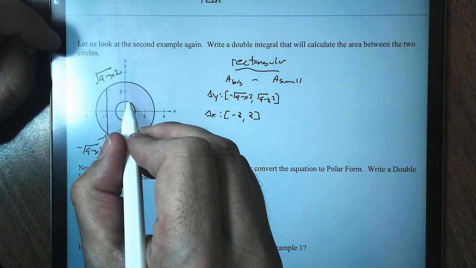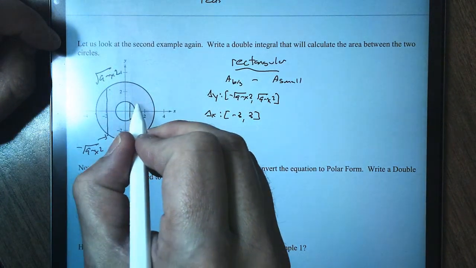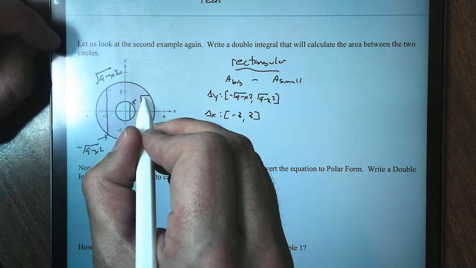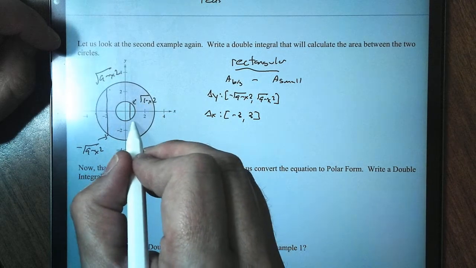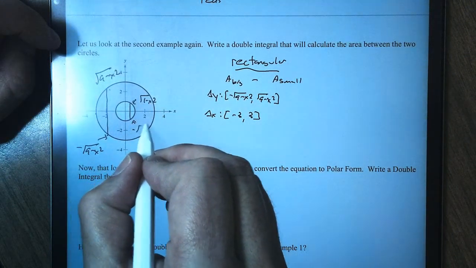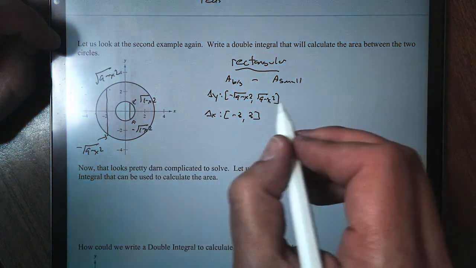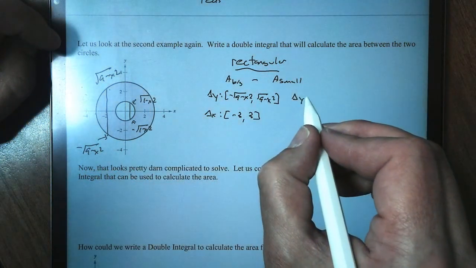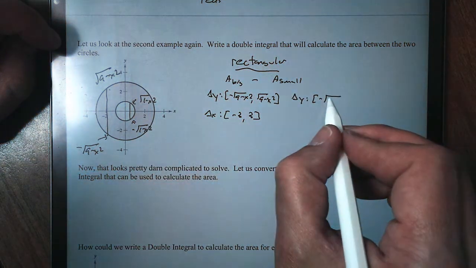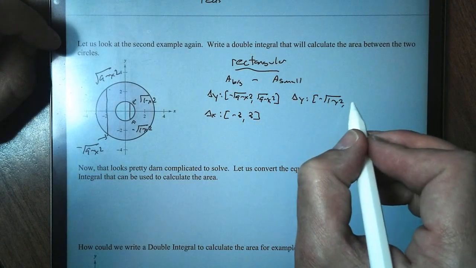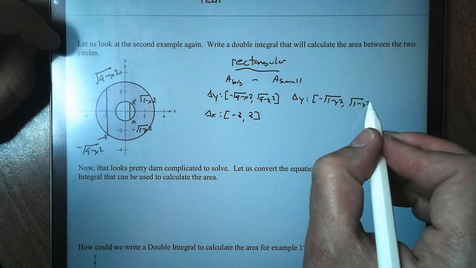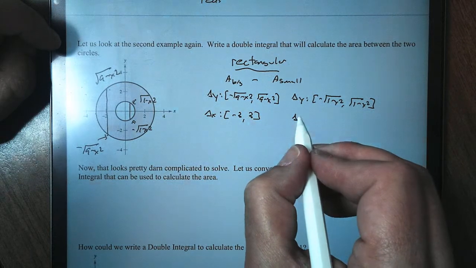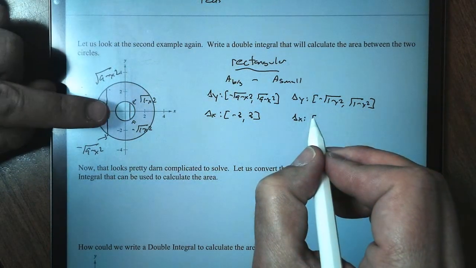For the small circle, I deal with this vertical rectangle. The top being, of course, the square root of 1 minus x squared, and the bottom being negative square root of 1 minus x squared. So for the small circle, my change in y is going to go from negative square root of 1 minus x squared to positive square root of 1 minus x squared. And my change in x goes from negative 1 to 1.